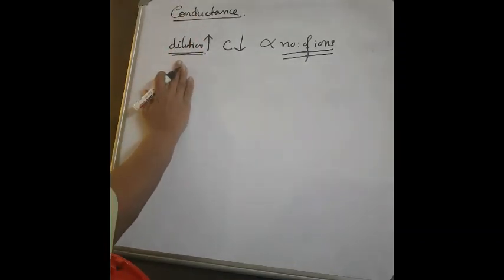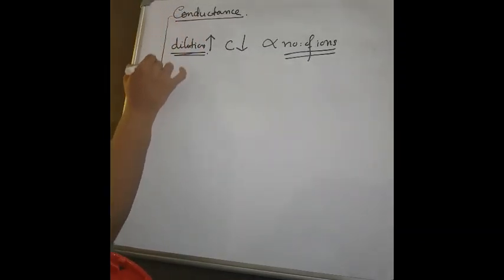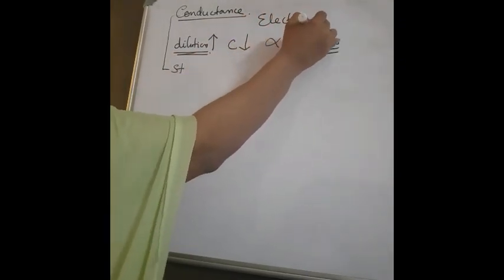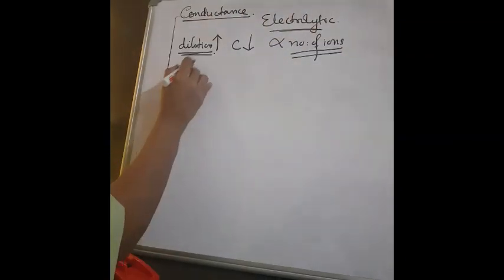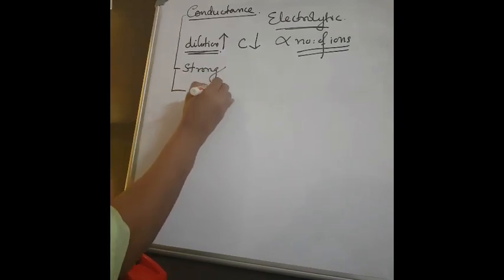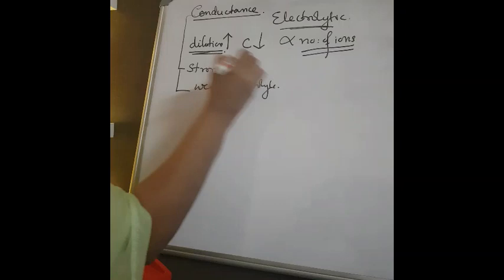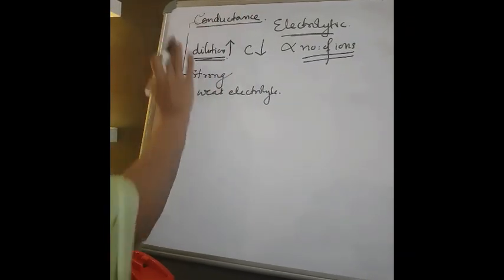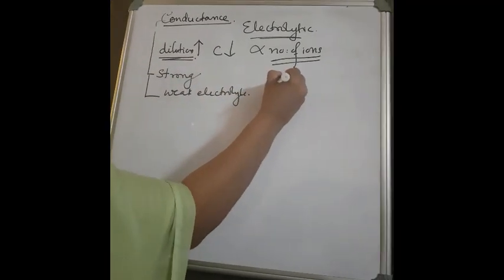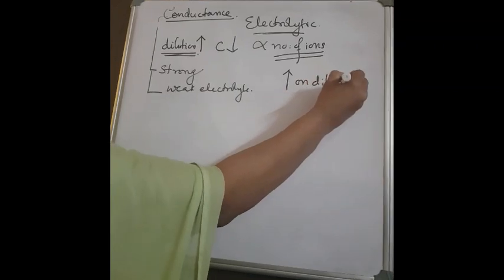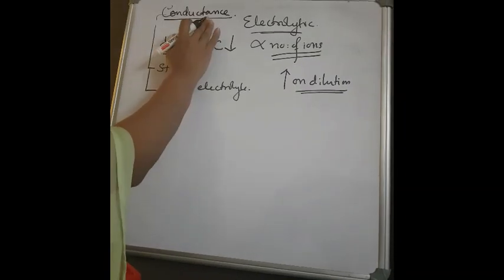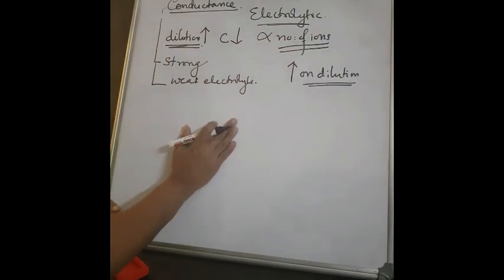Generally, when I talk about conductance, I should say we are talking about an electrolytic solution, right? There are two kinds of electrolytic solution. One is a strong electrolyte and the other is a weak electrolyte. So, when I talk about conductance, whether it is a strong or a weak electrolyte, the conductance always increases on dilution. Why? Because I already told you conductance is proportional to the number of ions.